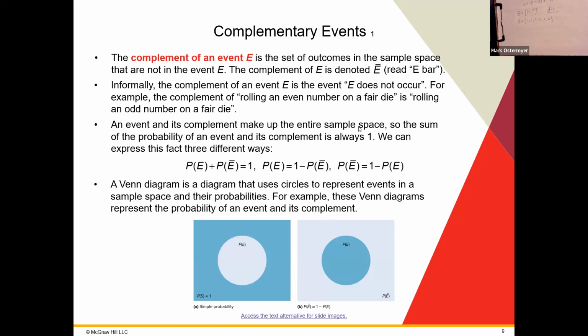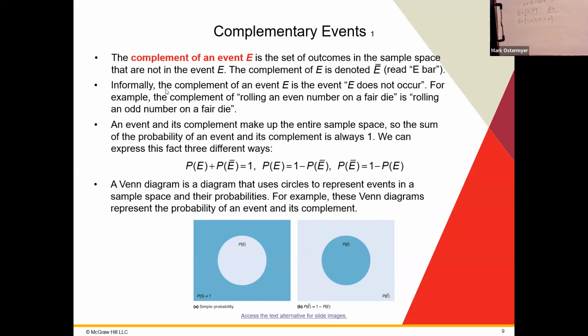All right, what is a complement of an event E? Well, a complement of an event E is the set of outcomes in the sample space that are not in the event E. Symbolically, in this textbook, your author is going to represent the complement of an event as the name of the event in uppercase letters with a bar over it. So E bar is read as the complement of event E. All right.